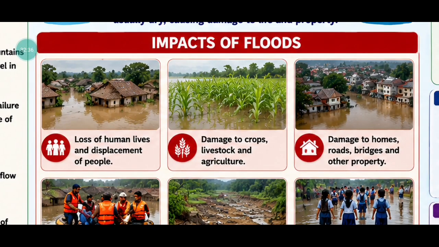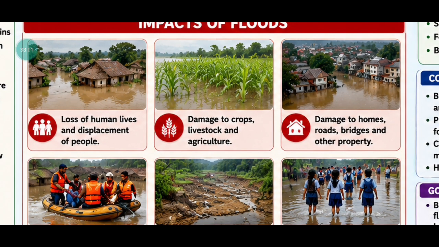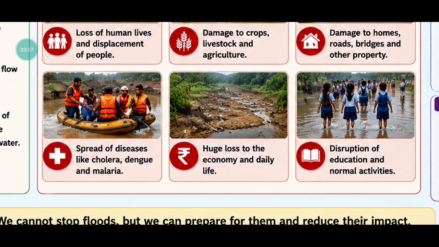Loss of human life. Displacement takes place. People have to move from one place to another, leaving their houses, leaving their properties, right? And loss of life, loss of property take place. Damage to crops, damage to livestock, damage to agriculture. All economic activities got stopped. Huge loss takes place. Damage to homes, roads, buildings, infrastructure, property. Spread of disease when water fill takes place.